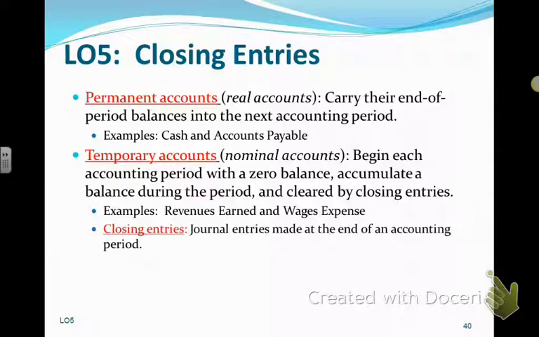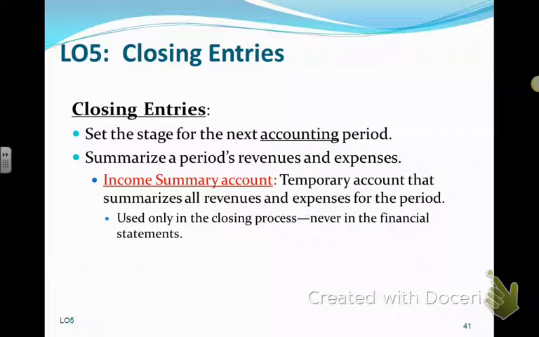Good? Okay. So closing entries basically set the stage, if you will, for the next accounting period. We zero out those balances, summarize the income for the period, and then the balances of those temporary accounts are at zero, so we can start the new fiscal period with a zero balance. The permanent accounts are the ones that we carry the balances into the new period.